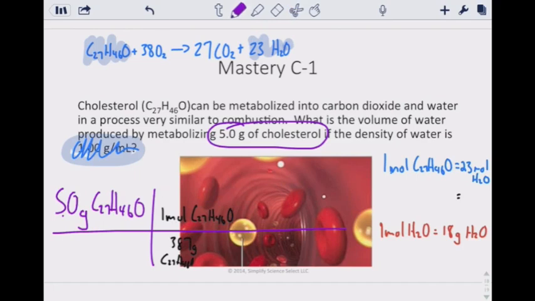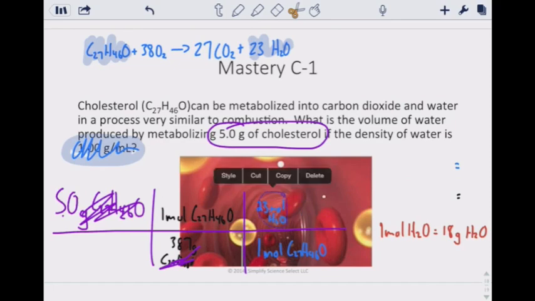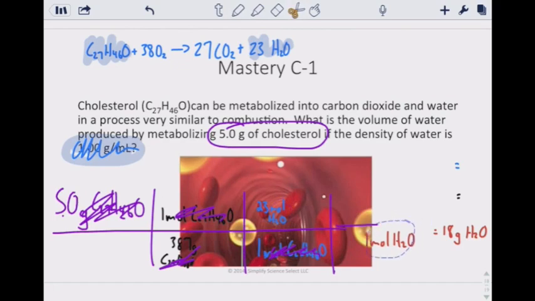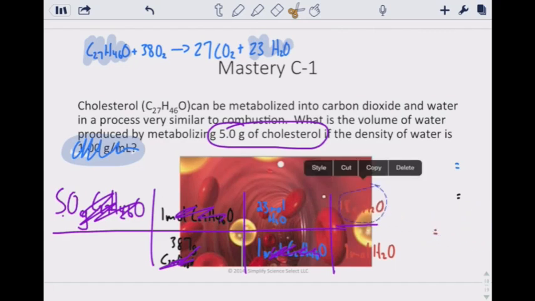I'm not to grams of water yet, but I keep going. I see that grams of cholesterol cancel. And I see that I have moles of cholesterol. Well, the only thing that says moles of cholesterol now is that right there, 23 moles of water. And I keep going because I'm not to grams of water yet. I see what cancels: moles of cholesterol cancel moles of cholesterol. Then I look at moles of H2O, so I put moles of H2O on the bottom, and then I put grams of H2O on the top, that other half. And there is my stoichiometry done all for me.